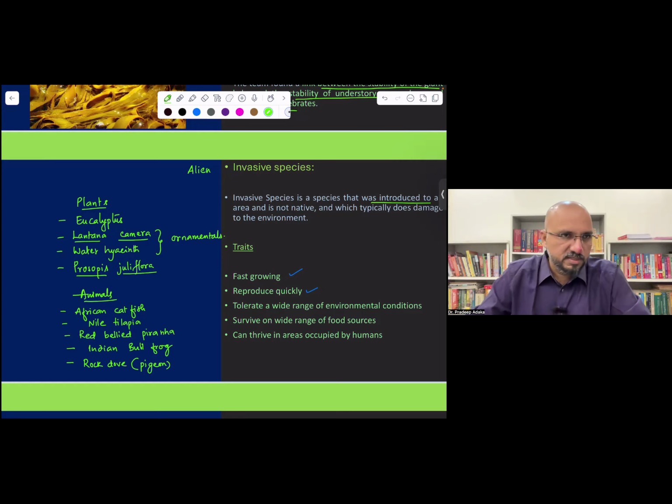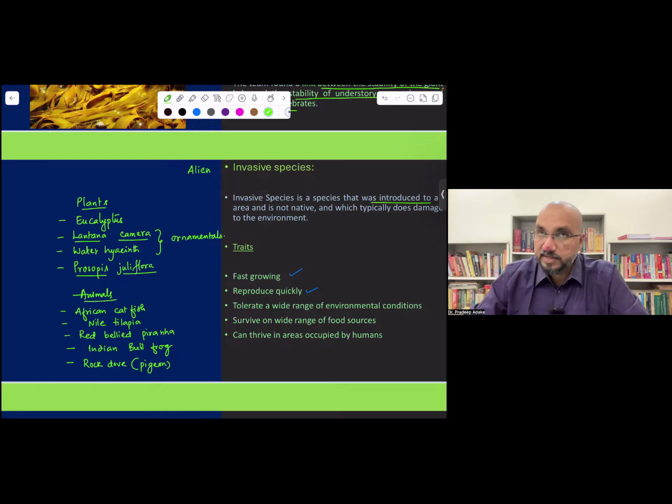That is a big nuisance in Delhi. Even in my balcony, I have a pigeon net. Otherwise, they will make a small nest on your air conditioner. So what happens is, it is a nuisance to human health.